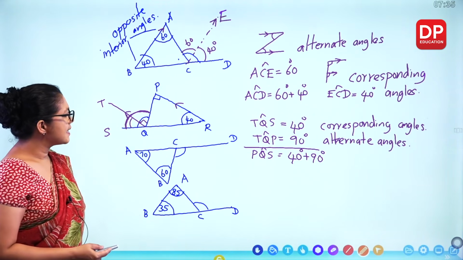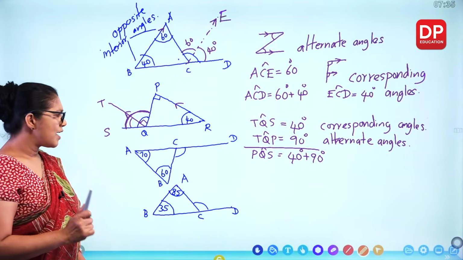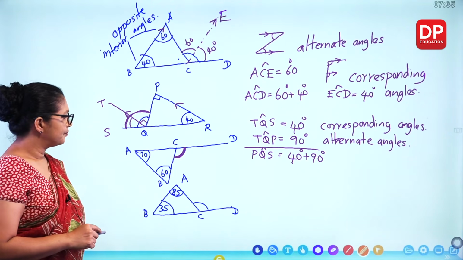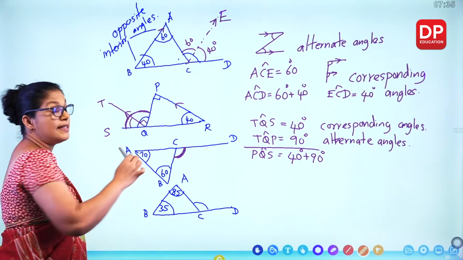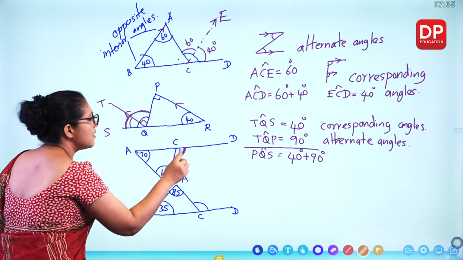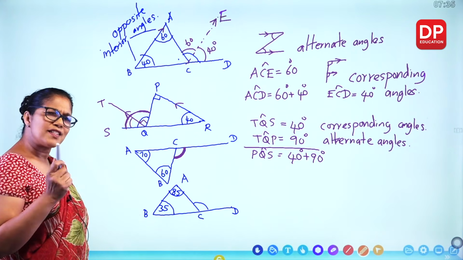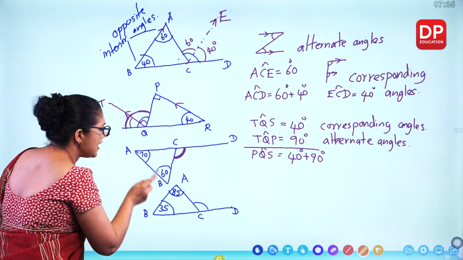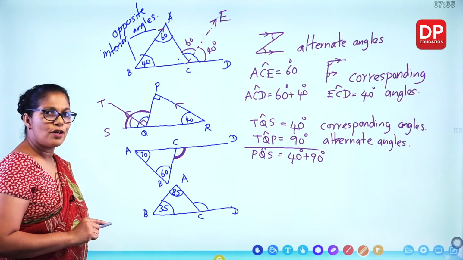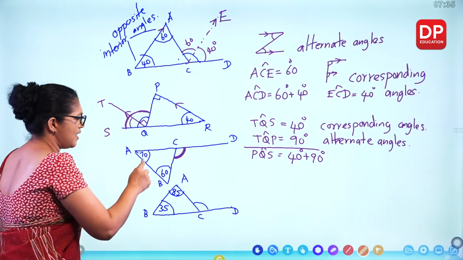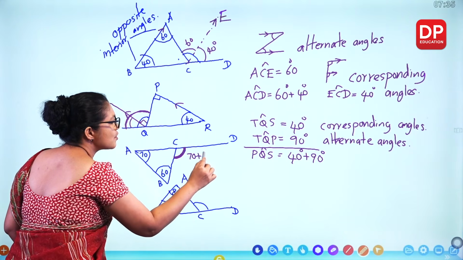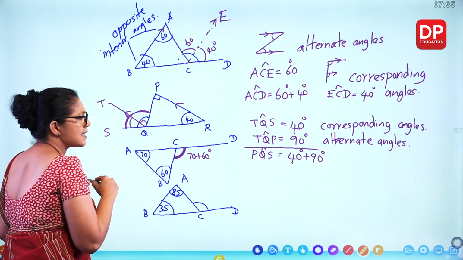Now we'll take this example. Then straight away, can you find out this angle? Earlier we constructed a parallel line, but without drawing a parallel line, what's the relationship? We see the sum of these two angles is equal to the exterior angle. So here, without drawing the line, I can write this is equal to 70 plus 60.